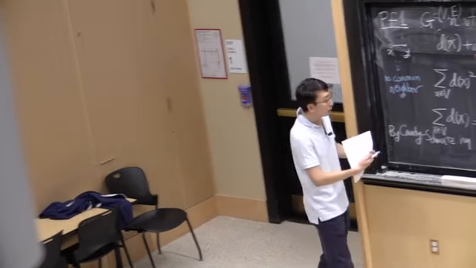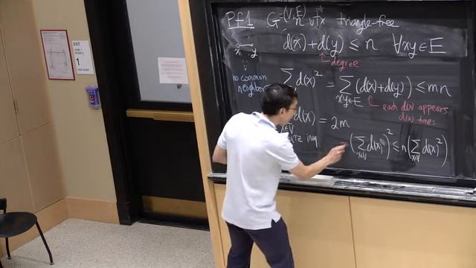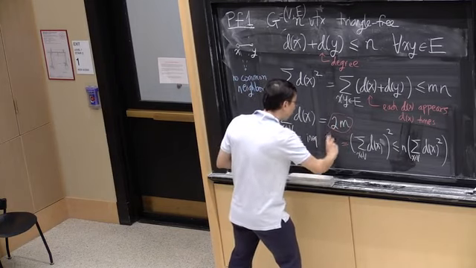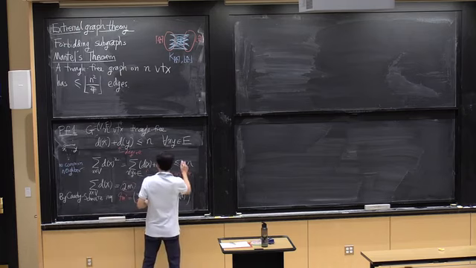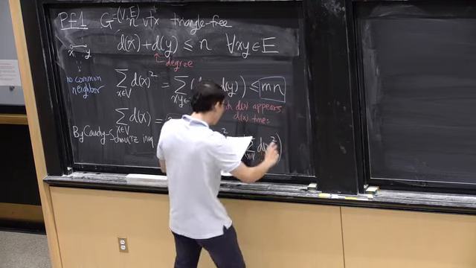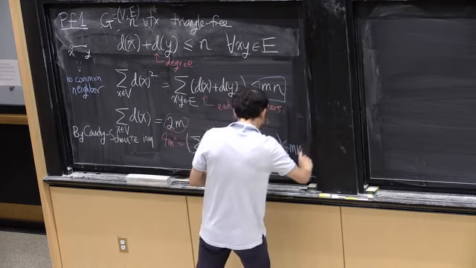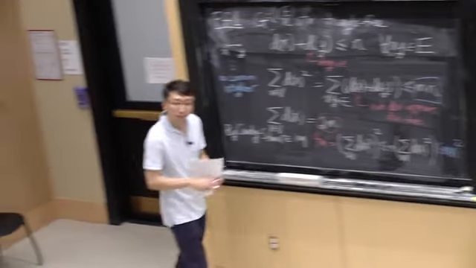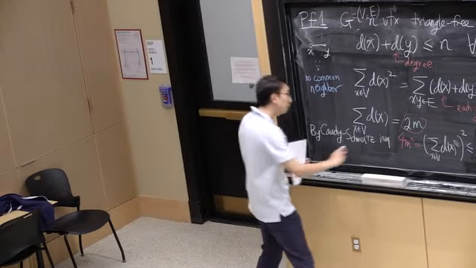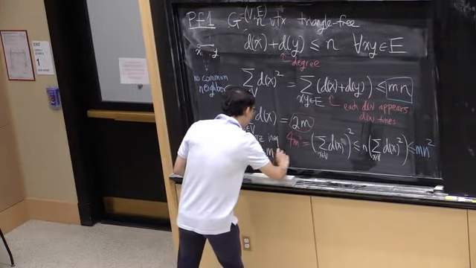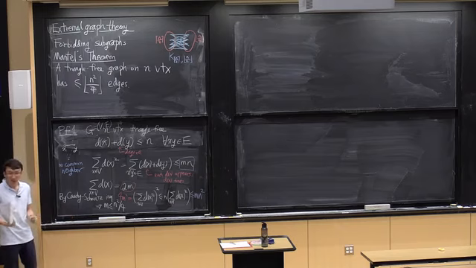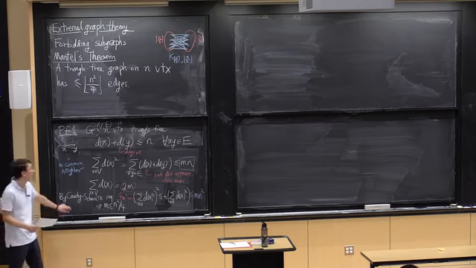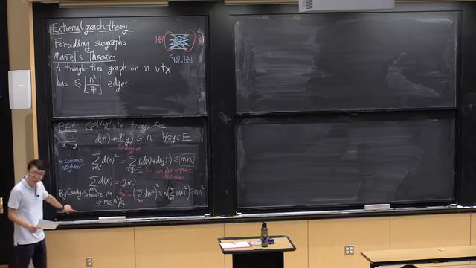We saw, on one hand, the left-hand side is 4m squared, and we also saw that the right-hand side is at most n squared. Putting them together, we see that m is at most n squared over 4. And of course, because it's an integer, it's at most the floor of this number. And that's a proof of Mantel's theorem.